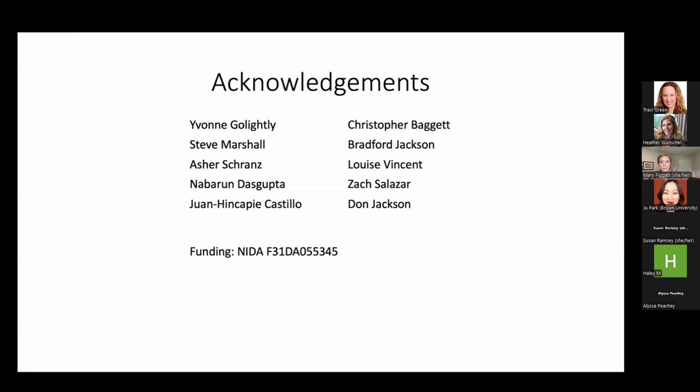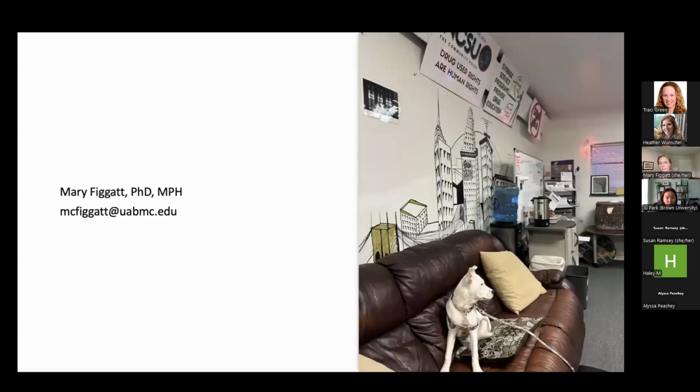I just wanted to acknowledge my colleagues from UNC who are really important for this work, my dissertation committee, and some of my mentors. I also wanted to acknowledge my colleagues at the North Carolina Survivors Union, who have been really important in this work as well. And this is a picture of my dog at the North Carolina Survivors Union. She's trying to be a greeter. But yeah, I just wanted to acknowledge the work that they're doing.